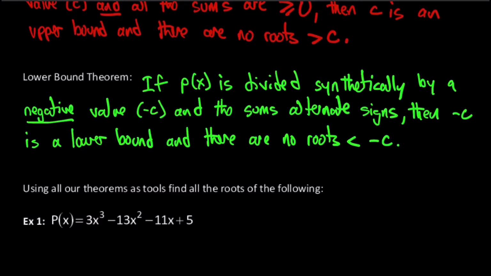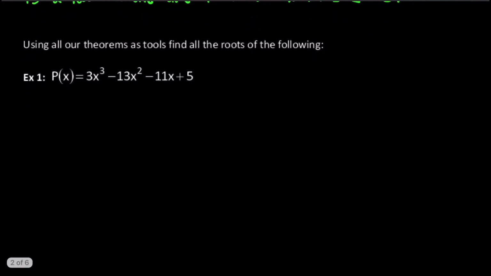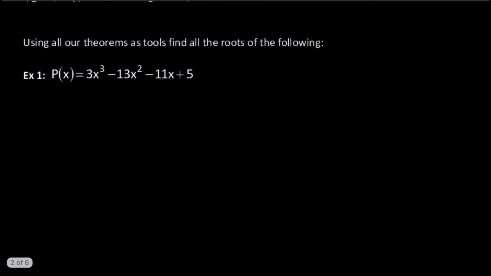All right, so we're going to try all of these theorems and the theorems that we've learned prior to come up with all the roots for these polynomials. Here's our first example. P of x equals 3x cubed minus 13x squared minus 11x plus 5.